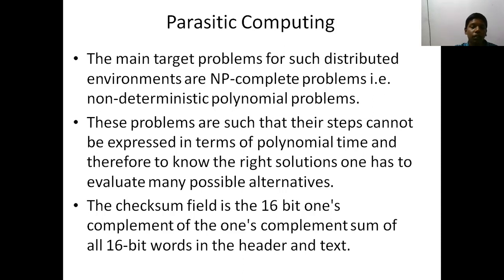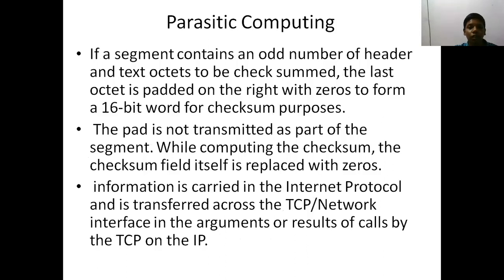The checksum field is a 16-bit ones complement of the ones complement sum of all 16-bit words in the header and text. If the segment contains an odd number of octets to be checksummed, the last octet is padded on the right with zeros to form a 16-bit word for checksum purposes. The pad is not transmitted as part of the segment. While computing a checksum, the checksum field itself is replaced with zeros. Information is carried in the Internet Protocol and is transferred across the TCP network interface in the arguments or results of calls by TCP on the IP.